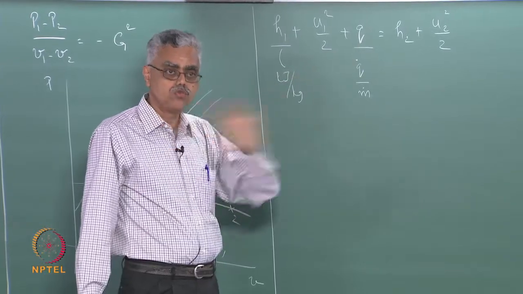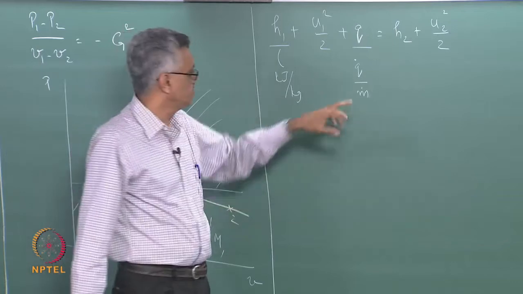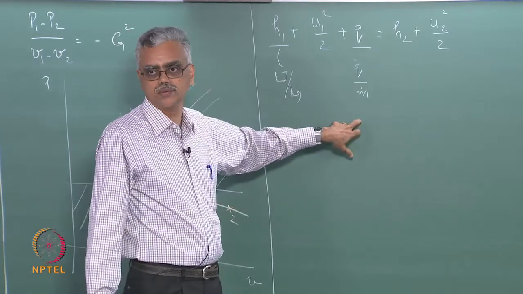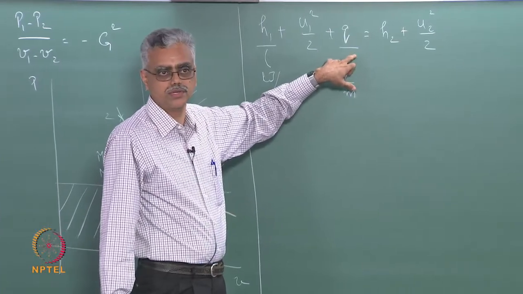Remember, this is a flow situation. So, everything has to be a rate quantity. So, that is why this is kilojoule per second, this is kilogram per second. Okay. That is what this Q is. It is important to keep that in mind. Okay.